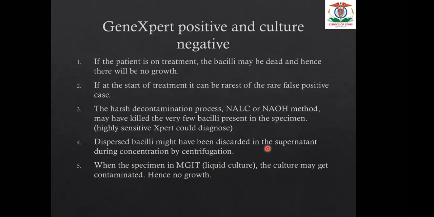So the other possibility is when the bacilli are not aggregated, that means dispersed bacilli, they may get discarded in the supernatant during concentration by centrifugation. When we concentrate, the supernatant fluid we discard. So there is a possibility that some of the bacilli will get wasted there. Very less chances, but these are all the possibilities one should keep in mind. When the specimen is put in MGIT, the culture may get contaminated.